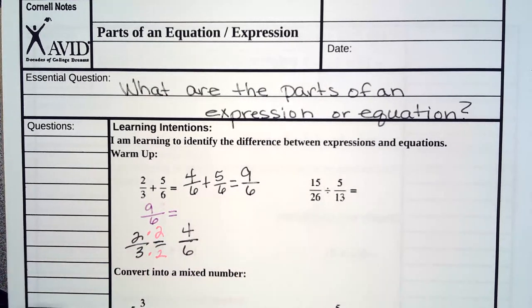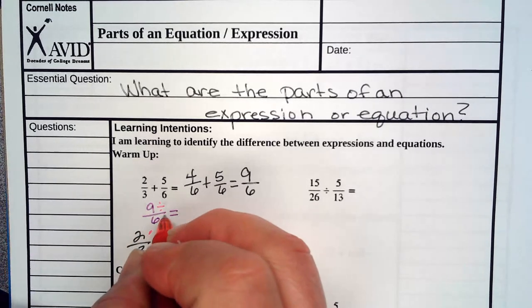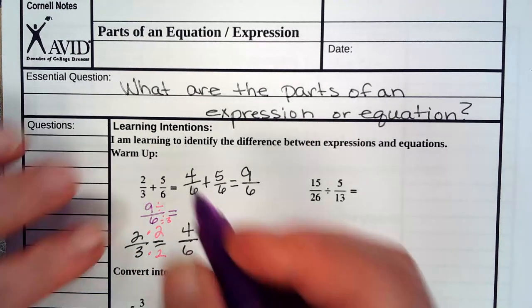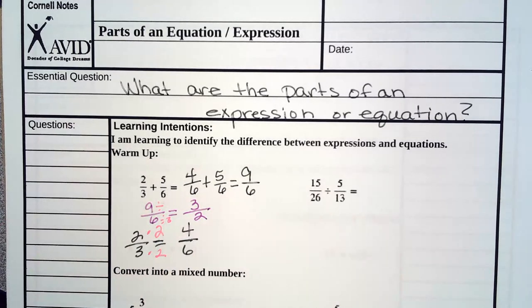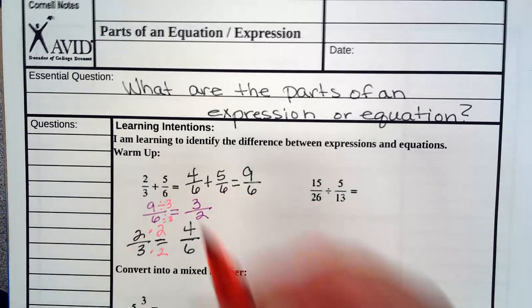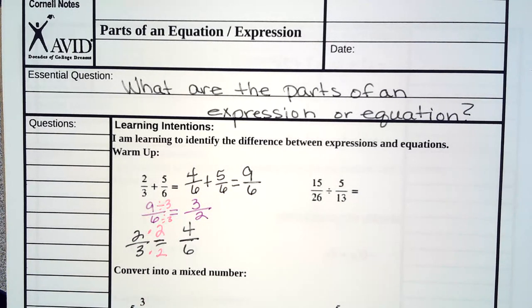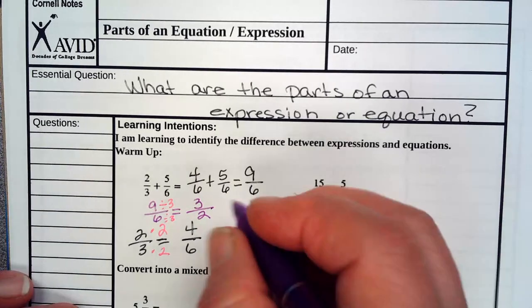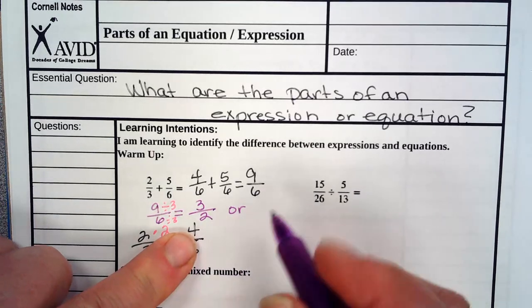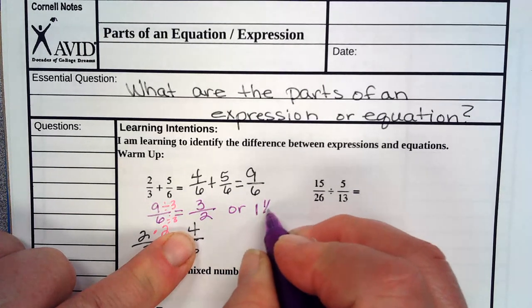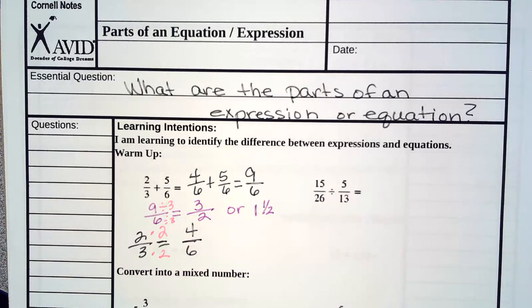So I'm going to divide top and bottom by 3. 9 divided by 3 is 3. 6 divided by 3 is 2. So I've got the answer is 3/2. Or, if I want to change it to a mixed number, I've got 1 whole and then 1/2 more. So hopefully that was an easy problem for you to do. We've done a lot of practice with it.